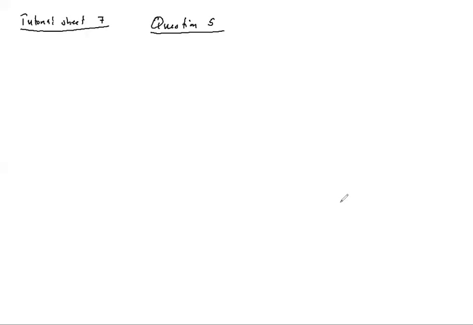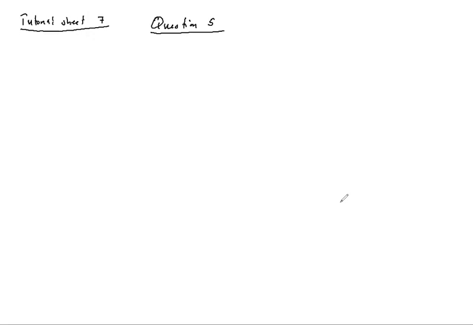Okay, so we continue. We are now on question five. A function f is defined on an interval I. Determine whether f is continuous on I. So you are checking for continuity on an interval.